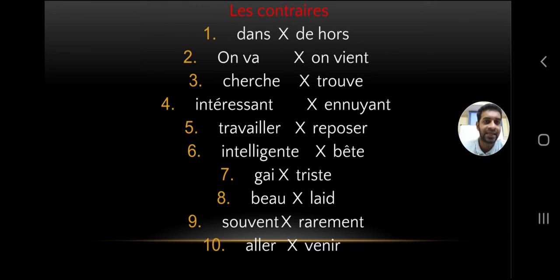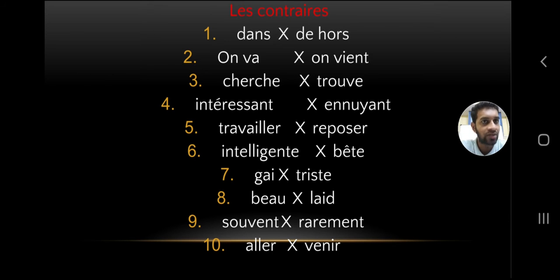You can see the second one and the 10th one are repeated, but in different forms. The second one is on va, on vient, and the 10th one is aller, venir. You've got to see the difference. It's actually the same verb. The verb aller is in the infinitive form at the 10th, and the same verb is conjugated with on in the second one.